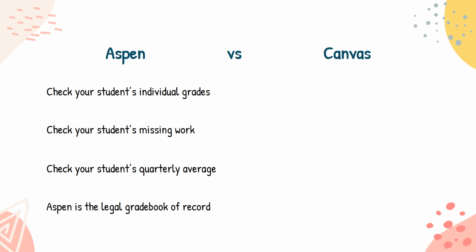Aspen is the legal grade book of record. The state requires every school division to have a legal grade book, and Aspen is ours. So when we are talking about where to check grades, it's very important that Aspen is your official go-to.